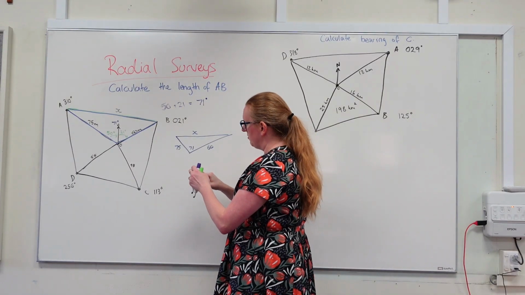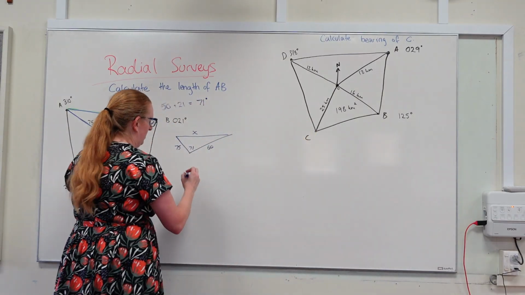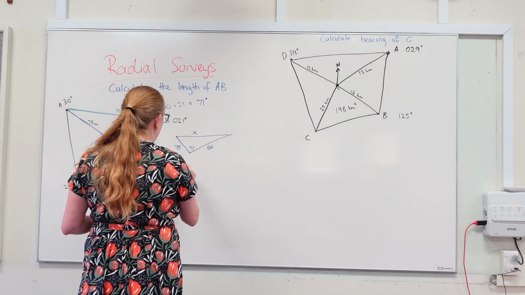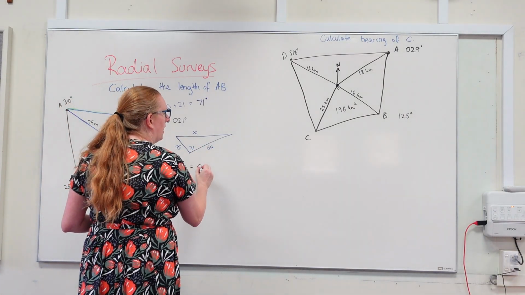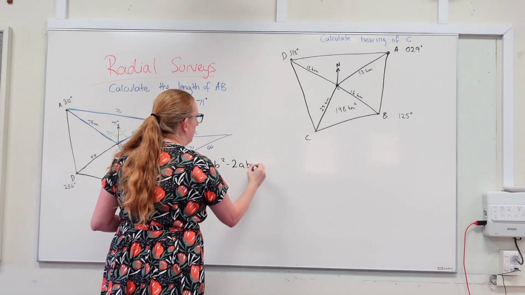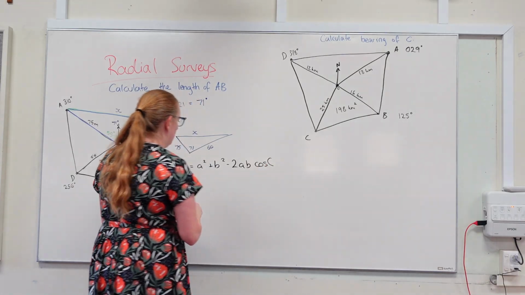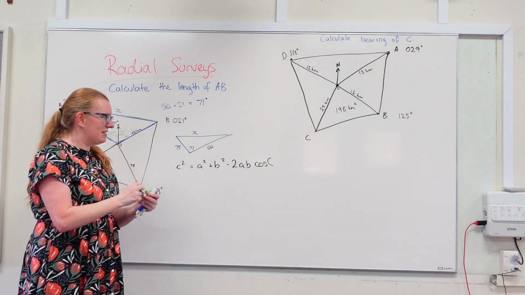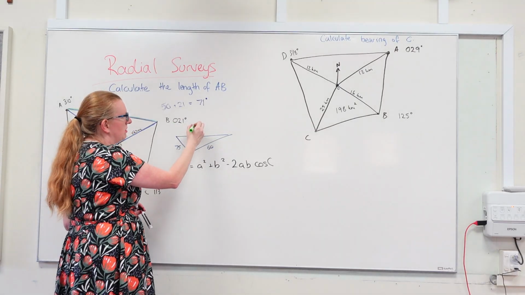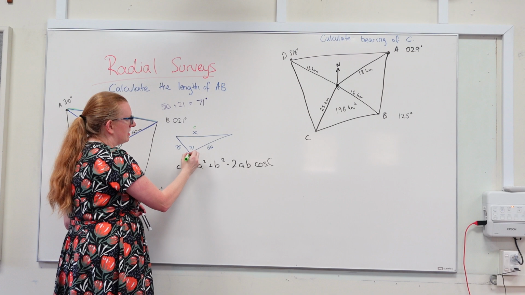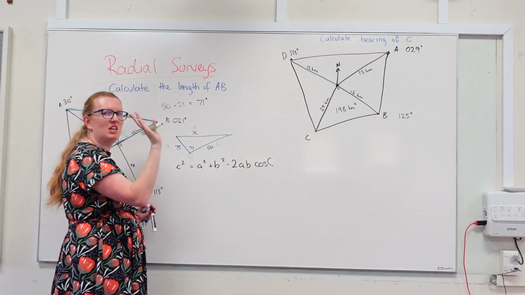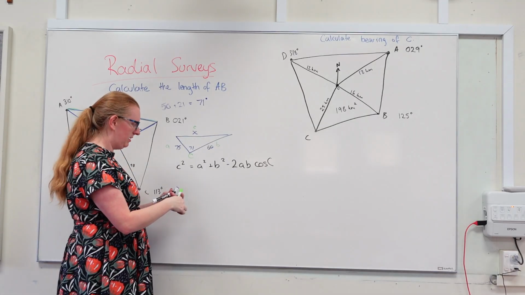So the cosine rule is, let me write that in a black texter. The cosine rule is c squared equals a squared plus b squared minus 2ab cos C. Okay, let's start by labeling our sides and our angles. So this one here is going to be little c, and this angle is going to be capital C. And this can be A and this can be B. Those two are interchangeable, it doesn't matter which one, little a and little b.